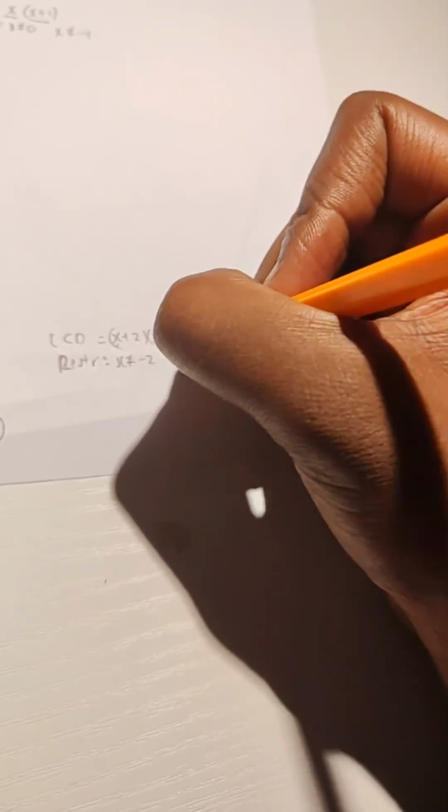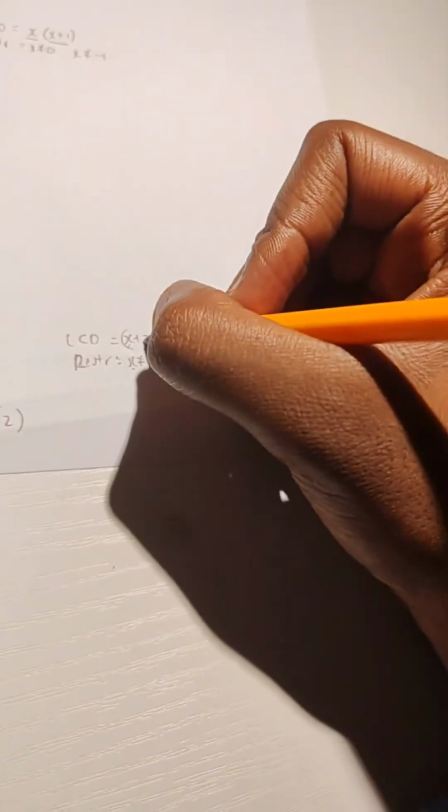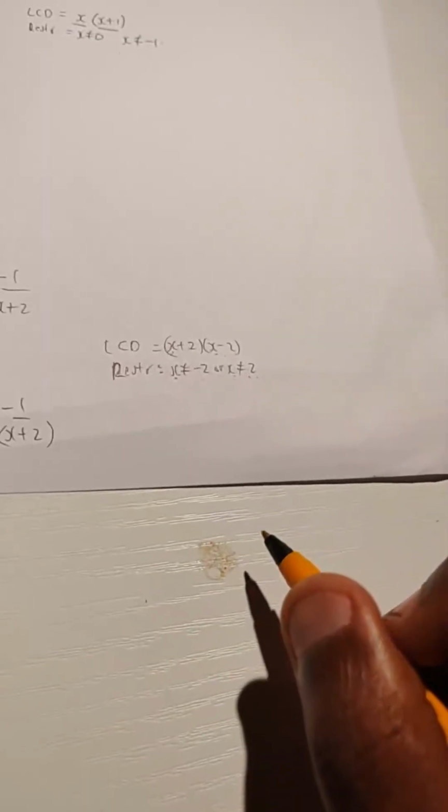Then the restriction. In this bracket, what would make the bracket 0? That's if x is negative 2. So we say x cannot be negative 2. In this bracket, what would make the bracket 0? That's if x is positive 2. 2 minus 2 is 0. So we say x cannot be 2. So those are our two restrictions. x cannot be negative 2 based on this bracket. x cannot be 2 based on that bracket.